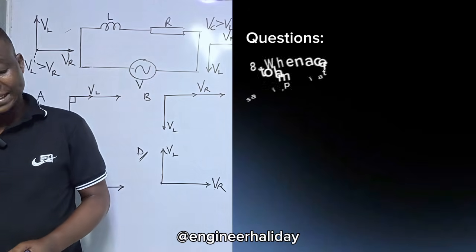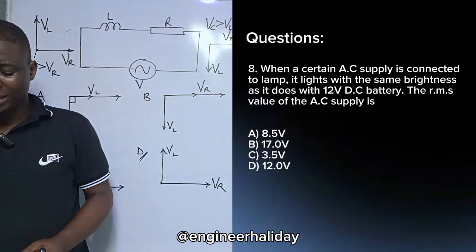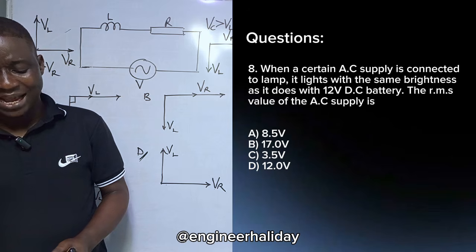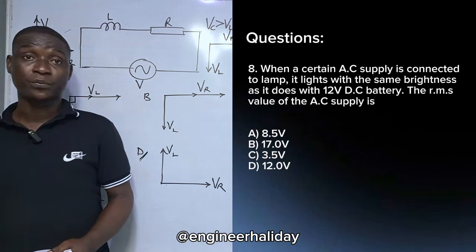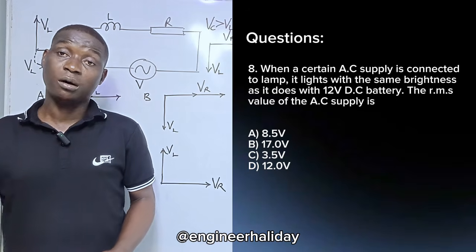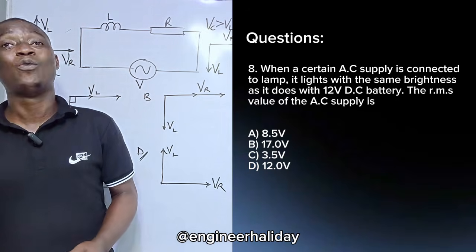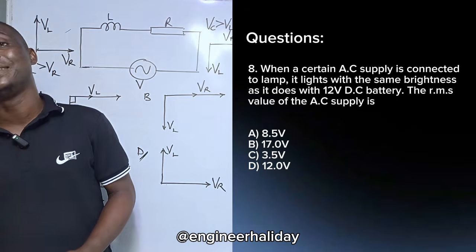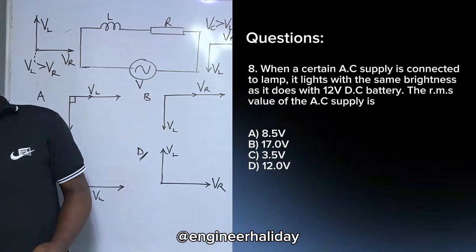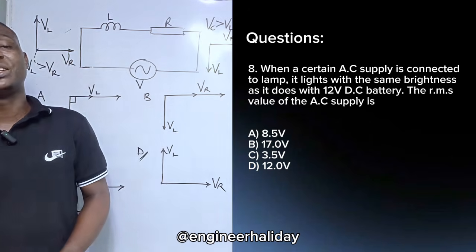Number 9 says what? Number 8 rather, sorry. When a certain AC supply is connected to a lamp, it lights with the same brightness. That means they have the same resistor. The lamp is acting as a load, which is having the same brightness, meaning they have the same resistance. Okay? And whatever current DC will measure will be the same current that AC will measure, provided they have the same resistor.